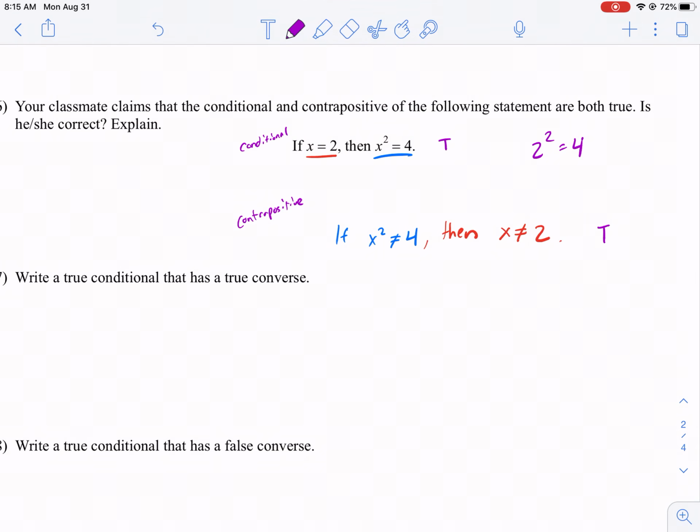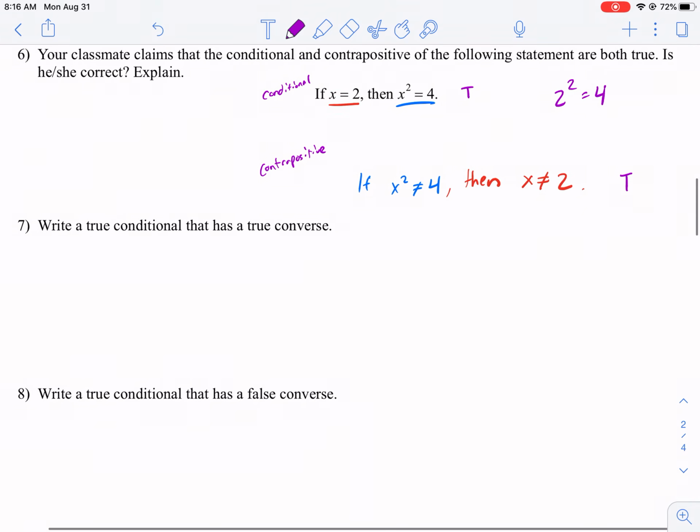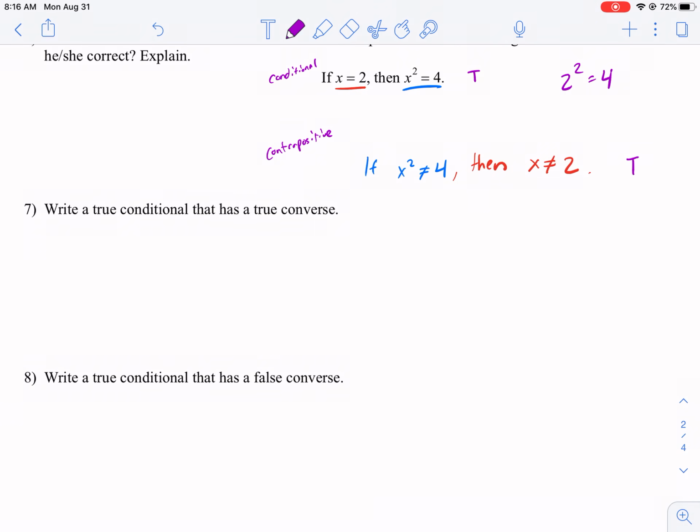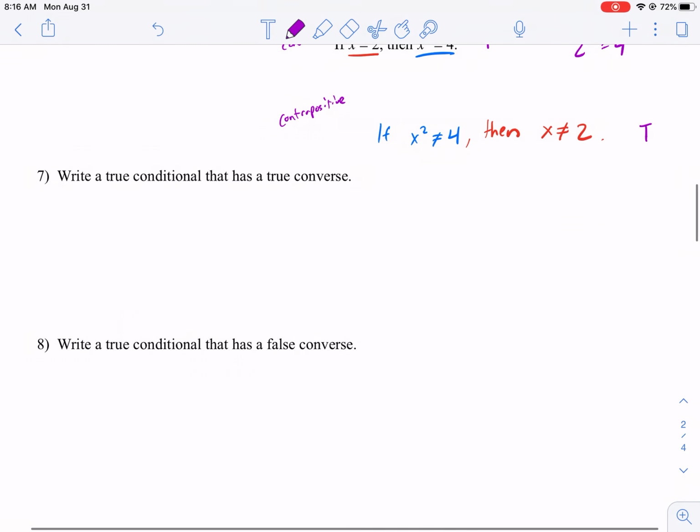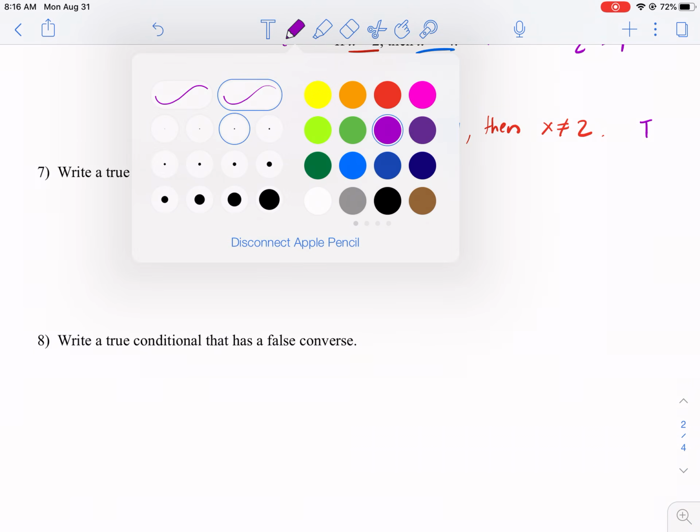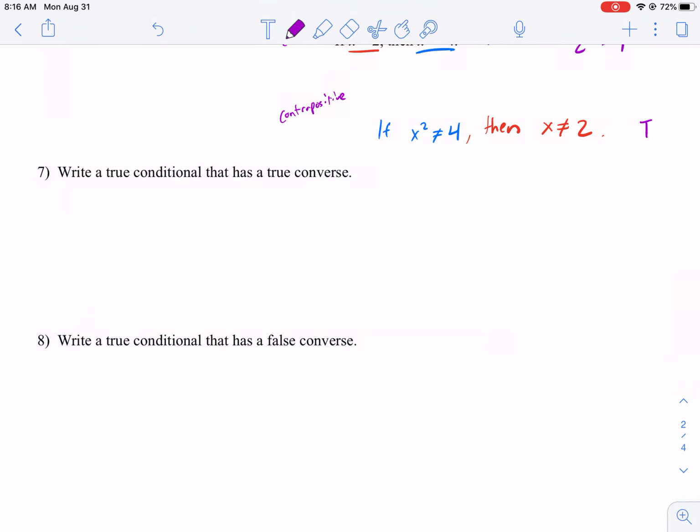There's no way to have something that, if this is not equal to 4, then that's not equal to 2. Obviously, 2 squared is the only thing that can give you 4, so it can't be 2 if this is not 4. So that is true. Okay, so now we are on to write a true conditional that has a true converse. This one's fairly simple. We just have to write something like, let me go ahead and think of something.